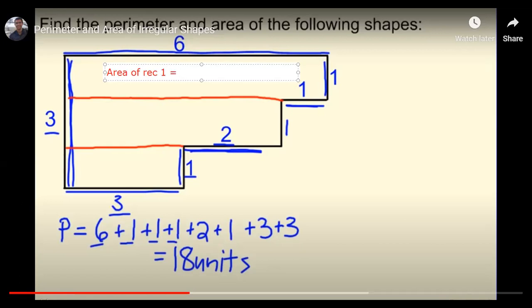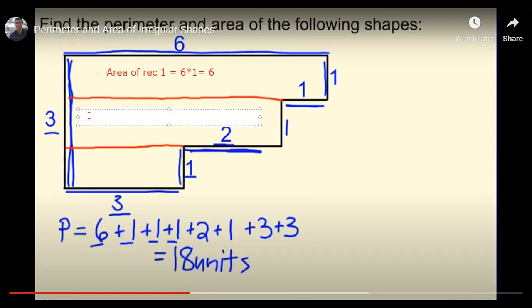How did you find it, Ya Abdurrahman? The length was 6, multiply the width, which is 1, so it will be equal 6. So this is the area for the first rectangle, right? Let's move to the area of the second rectangle.